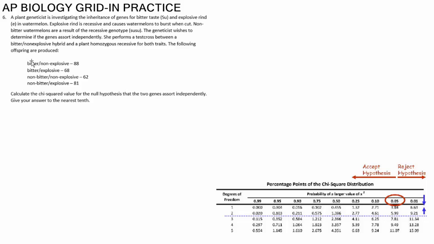Reading through this, what we figure out is that there are 2 different traits. So it's bitter or non-bitter and non-explosive or explosive for watermelons. I don't know why watermelons are exploding, but I guess that's a thing.